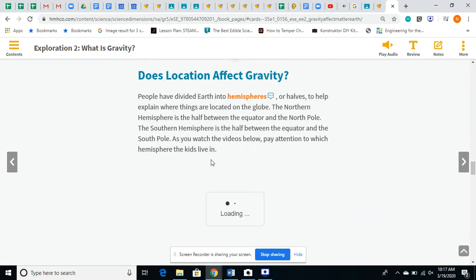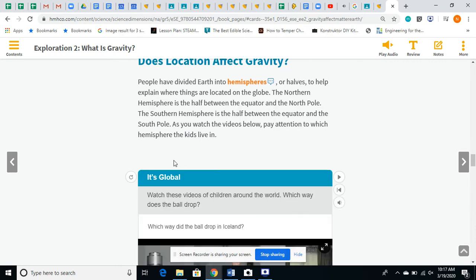Location affects gravity. People have divided Earth into hemispheres, or halves, to help explain where things are located on the globe. The northern hemisphere is the half between the equator and the North Pole. The southern hemisphere is the half between the equator and the South Pole. As you watch the videos below, pay attention to which hemisphere the kids live in.